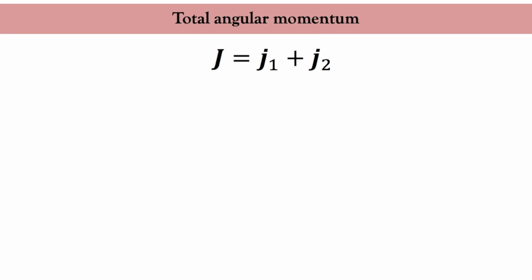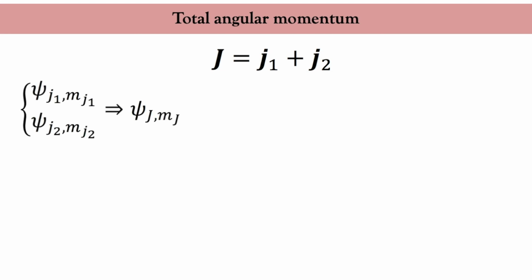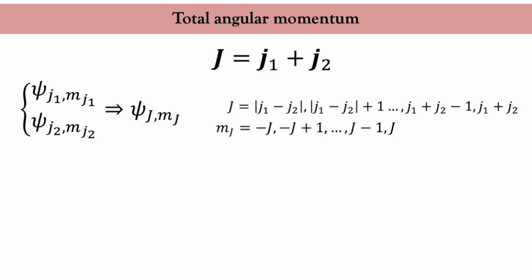But what about the composite state? How does it look? This new composite state is an eigenstate of the total angular momentum J associated with a secondary quantum number Mj. J is the sum of two vectors, J1 and J2, so it can take all the discrete values between the absolute value of J1 minus J2 and J1 plus J2, while Mj adopts all the discrete values between minus J and plus J.